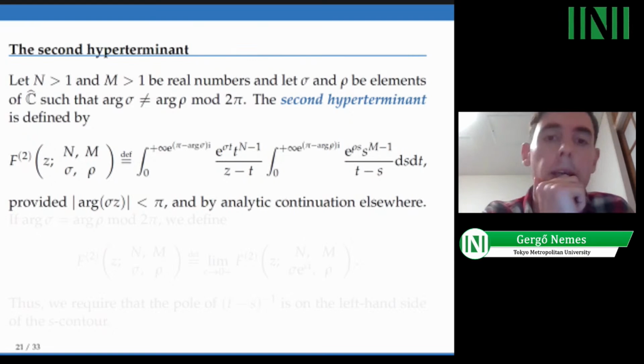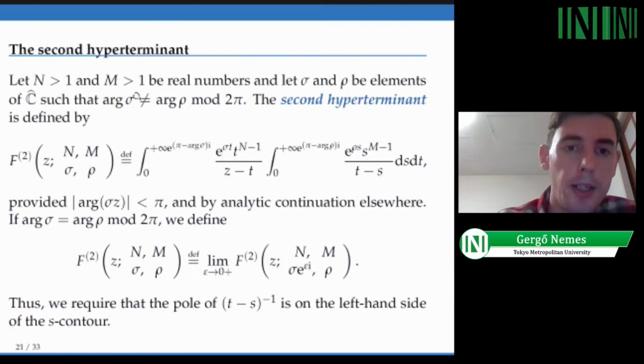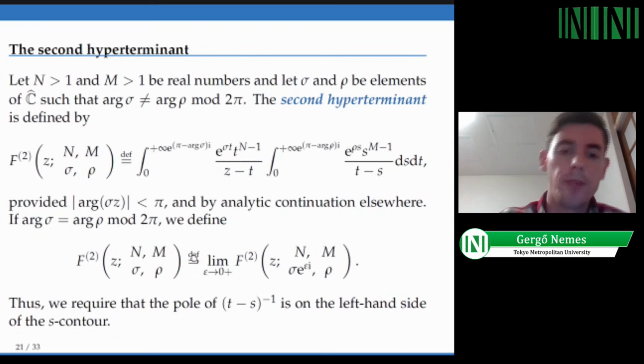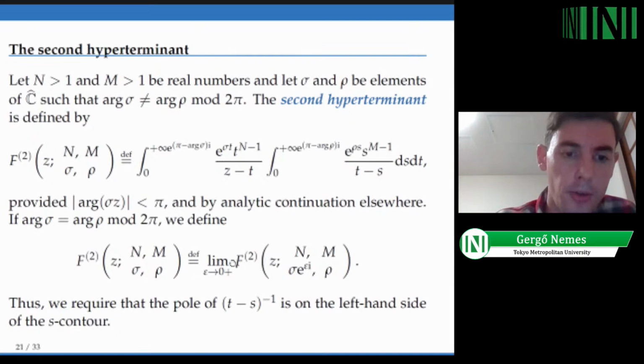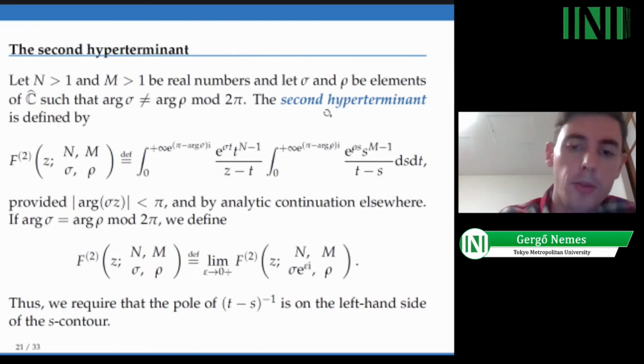For us, the interesting case will actually be when these two, sigma and rho, are the same. So we need a definition for the case that the arguments are equal modulo 2 pi. In that case, we define the function as a limiting case. So I choose the integration contour so that the pole here is on the left-hand side of the contour. And I will take this to be the definition in this critical case.